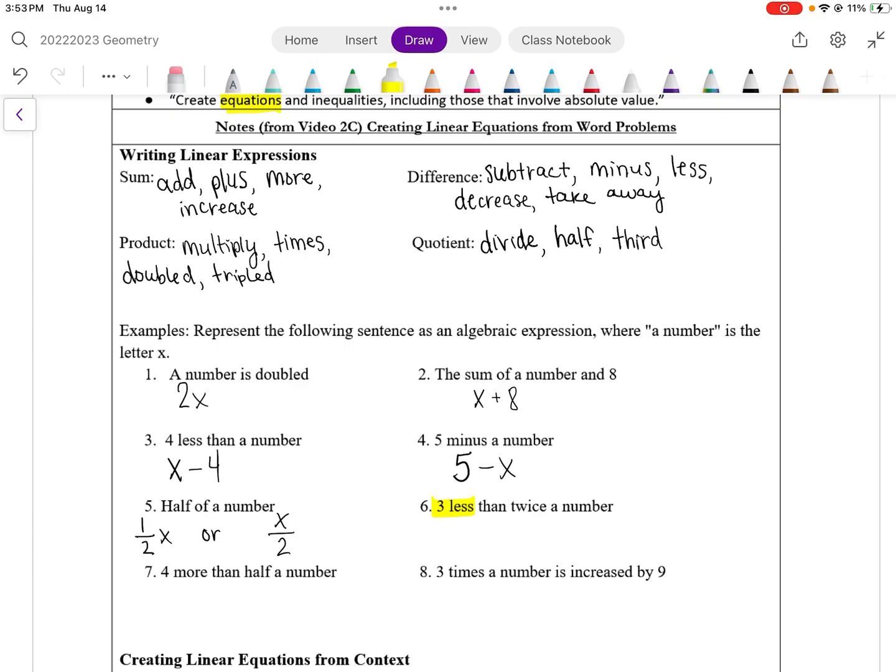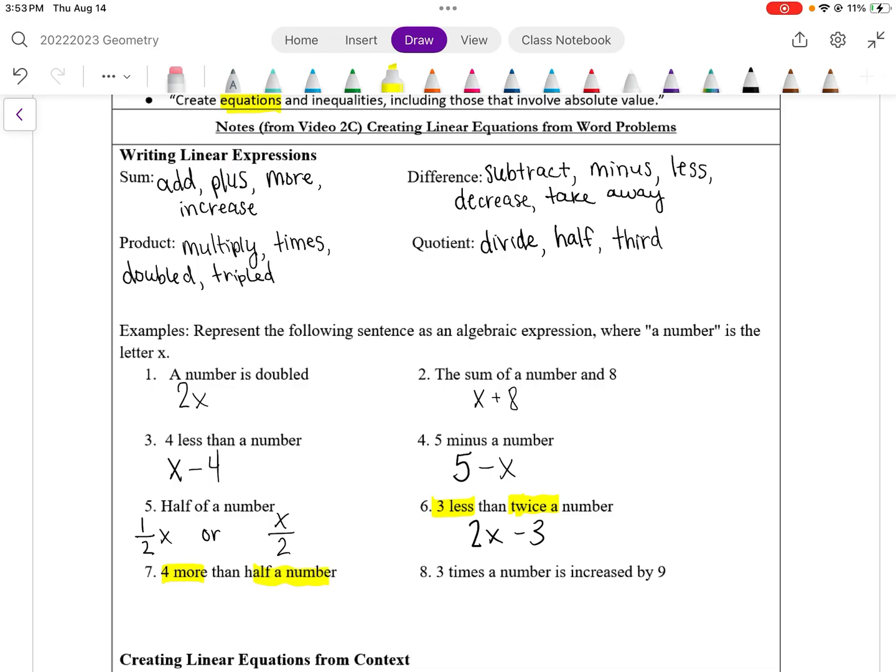3 less than twice a number. We're doing 2 things on this one. Okay, 3 less, that means we're finding a difference. That means we're going to subtract. We're going to take away 3, okay? Then twice a number. That means we're multiplying by 2. So 2 times the number minus 3. That's how I would write this. 3 less than twice a number.